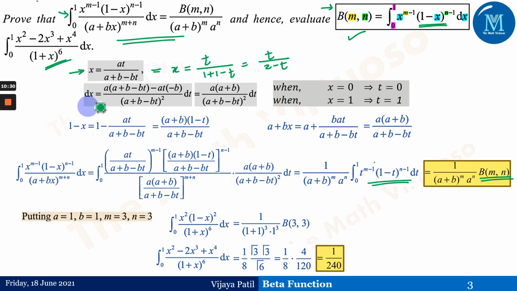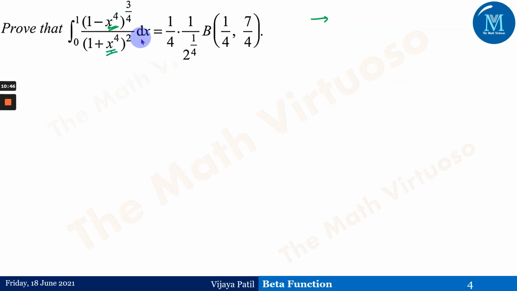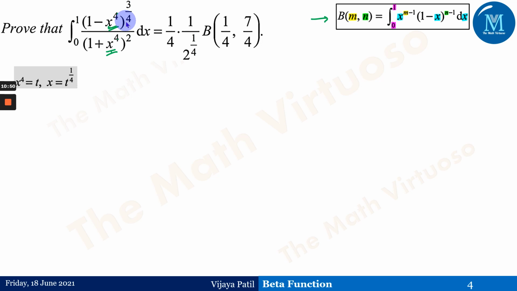As we did earlier, in the denominator we had a plus bx. If we had 1 plus x to the power, then we could have directly done the substitution x equals and so on. But here it is not the case; it is in a different sense. That's the reason we have to take x to the power 4 equals t, so x equals t to the power 1 by 4, that is dx equals 1 by 4 times t to the power minus 3 by 4 dt.